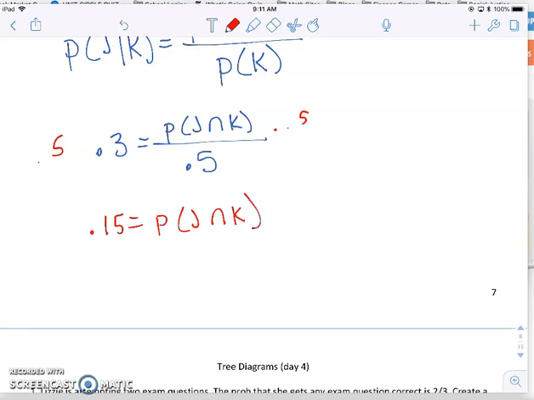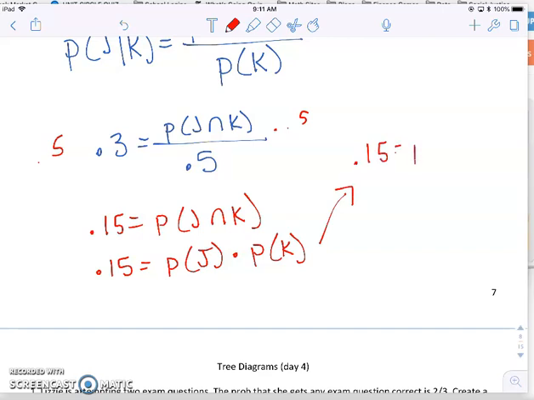Well, we know that they're independent, so the probability of J and K equals the probability of J times the probability of K. So we can fill in a couple more blanks here. So 0.15 equals the probability of J times 0.5. So we can divide by 0.5, divide by 0.5. So 0.3 equals the probability of J.